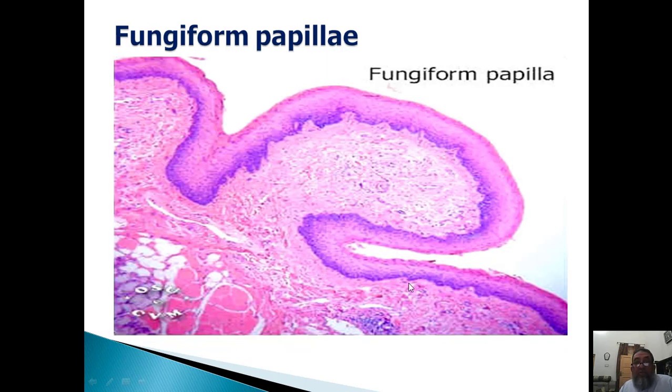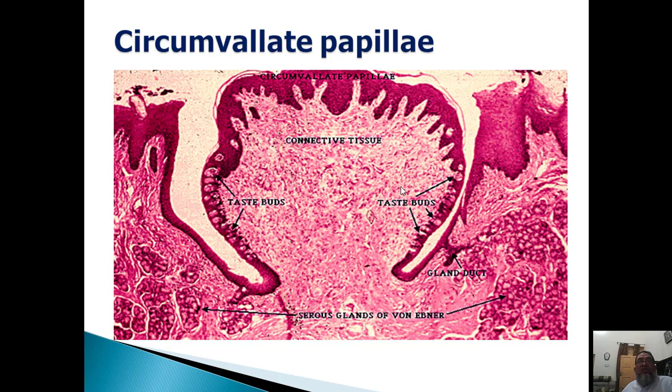Now this is the next slide, of the fungiform papillae. Fungiform means like a fungus, globe shaped. Over there you see the globular formation, stratified squamous epithelium, with lamina propria beneath it. This fungiform papilla is also present on the upper surface of the tongue. This is the shape of a circumvallate papilla, most common at the V-shaped sulcus. The characteristic feature is that it has numerous taste buds with associated von Ebner glands.